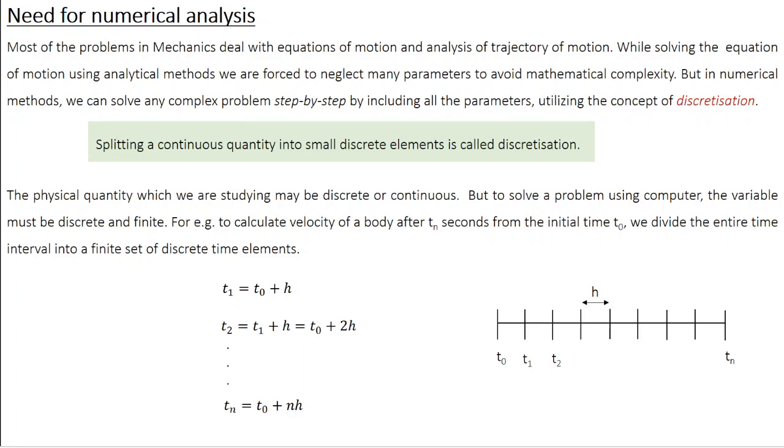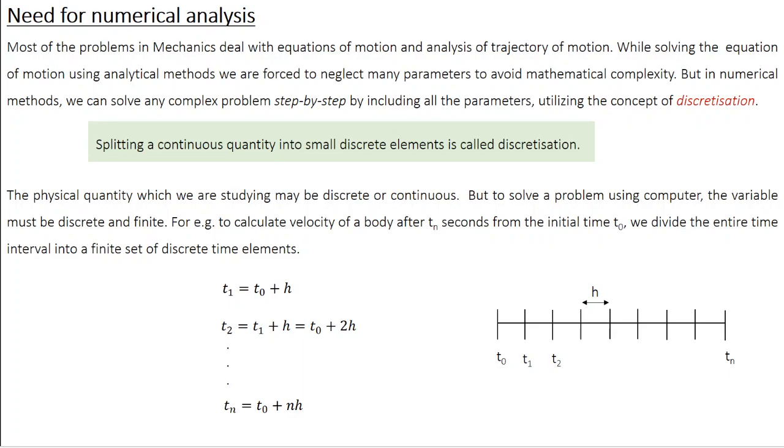For example, if you consider a free fall under the action of gravity, the equation of motion is F equal to ma. F is the gravitational force, which is m into g. And if you are considering one-dimensional motion along the x-axis, then your acceleration is going to be d square x by dt square. So the equation of motion is mg equal to m into d square x by dt square.